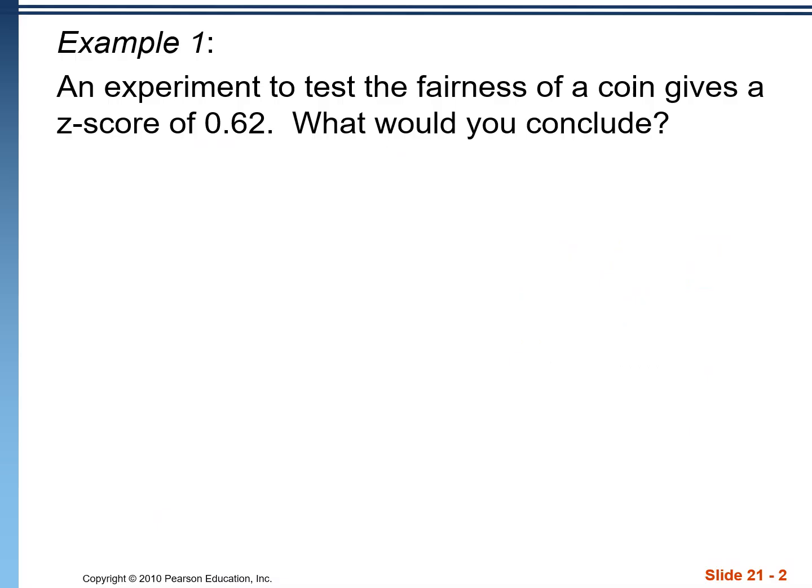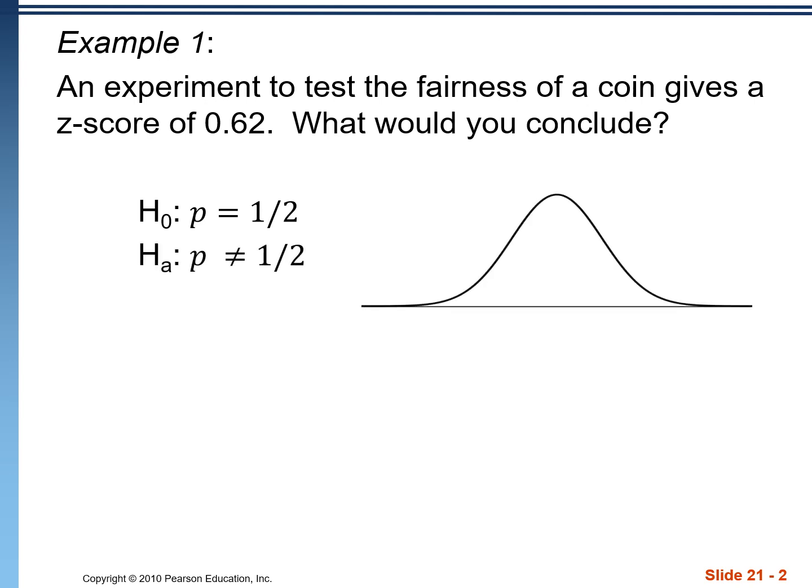Let's say we're conducting an experiment to test the fairness of a coin and it results in a z-score of 0.62. What would we conclude? Since we're talking about a coin being fair, we would expect 50-50 results, and our null hypothesis would be p equals 1/2 or 50%. The alternative would be that this coin is producing results in some other proportion that's not 50%.